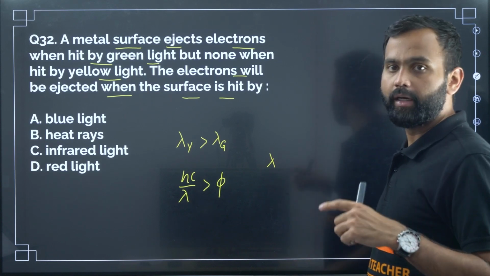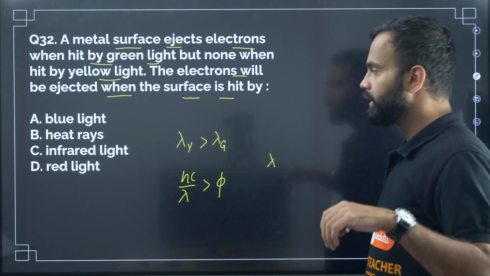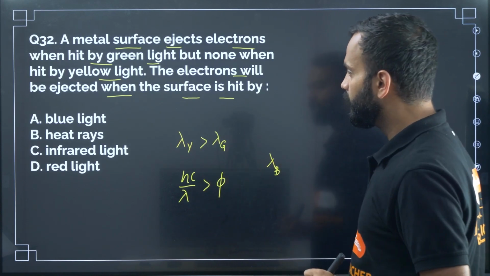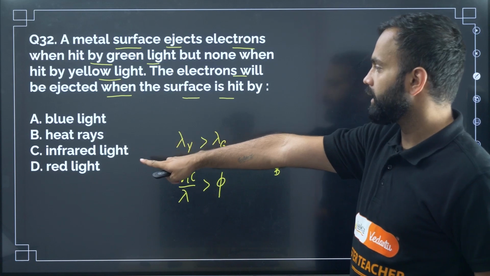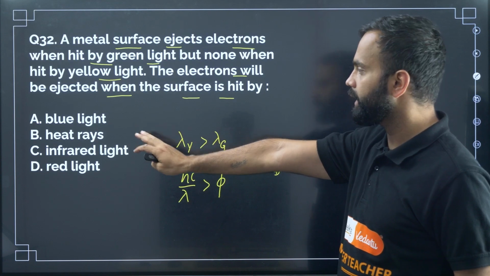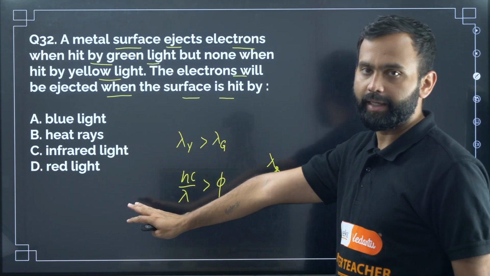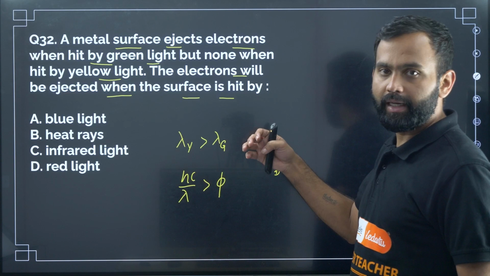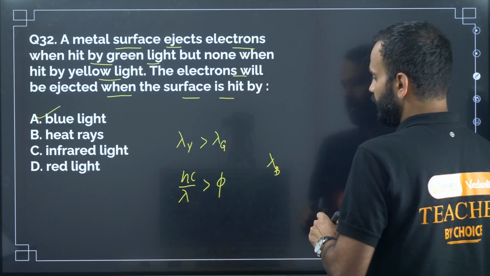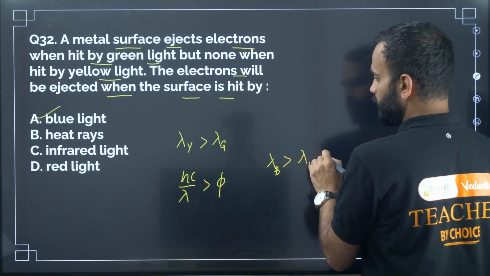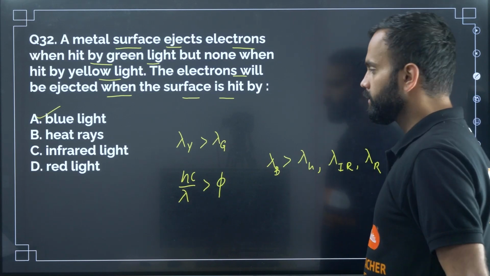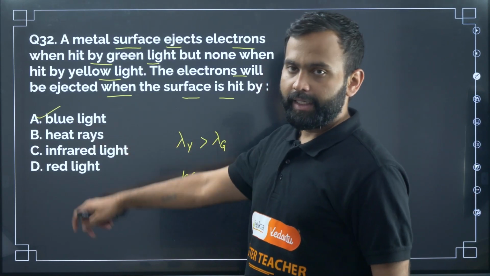Vibgyor, so 7 colors. It is in the increasing order, wavelength is in the increasing order. So lambda of blue light is smaller than lambda of heat rays, infrared rays, and red light, isn't it? Therefore, electron will emit when blue light falls on the metallic surface. So the correct option is A. Lambda of blue is smaller than lambda of heat rays, infrared rays, and red light. So option A is the correct answer.